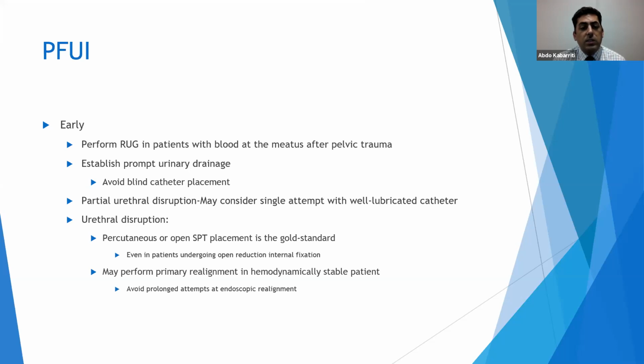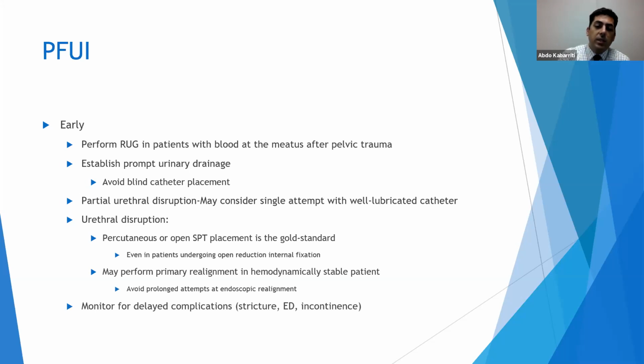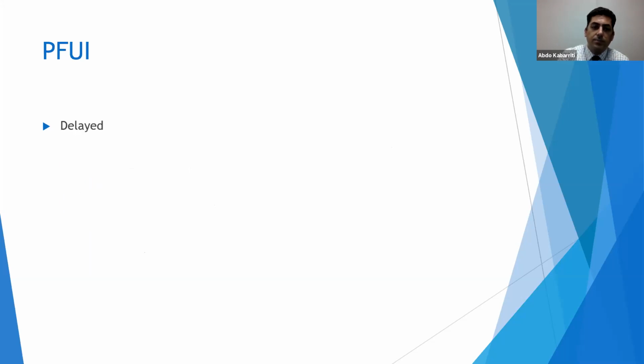Now, you could consider a primary realignment in a patient who's completely hemodynamically stable, but a prolonged attempt should not be performed. Just a very limited or short attempt. And for those patients where you do perform a primary realignment, you should monitor them for delayed complications. Many of these patients will go on to develop either stricture, ED, or incontinence.